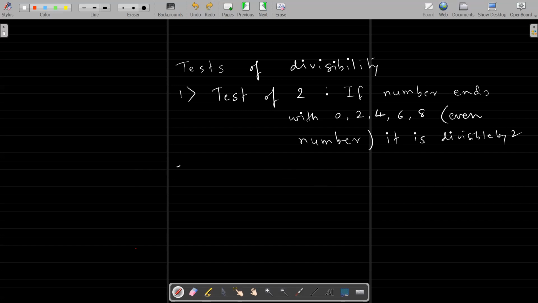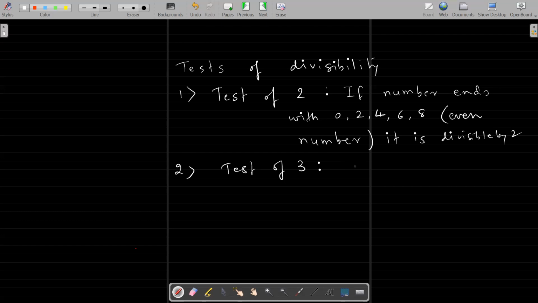Yeah. So coming to the next number, test of 3. Who is that? You can tell your name also, and then you can continue with the test. Sir, my name is Adrit. The test of 3 is the sum of all the numbers. If you add all the numbers, and if that number is divisible by 3, then the previous number is divisible by 3.